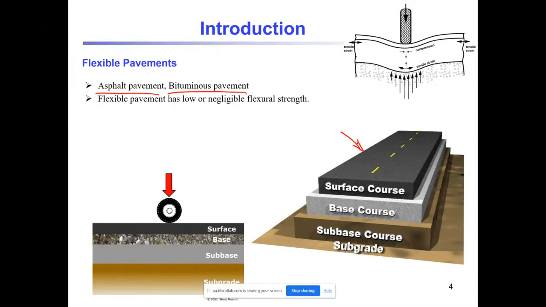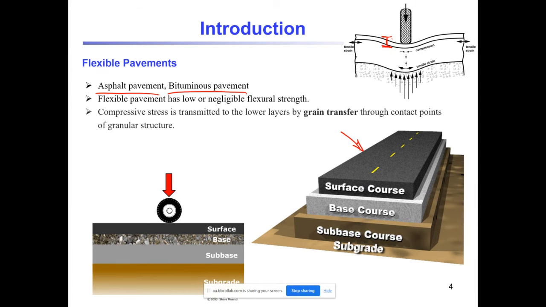We call this type of pavement flexible. As you can see here, the level of settlement is considerable, and you need to take into account the effect of that level of settlement in your study. And the reason for this large level of settlement during the design life is because this type of pavement has no or negligible flexural strength. So it has low or negligible flexural strength. Therefore, it causes relatively large deformation at the surface.